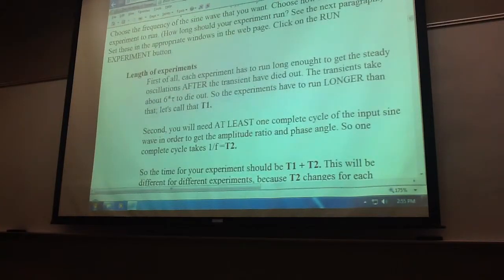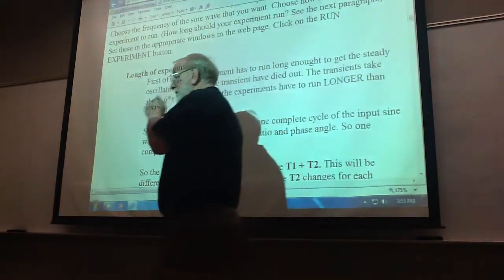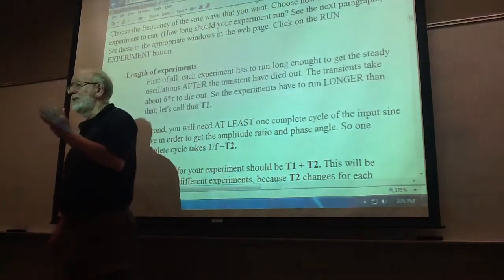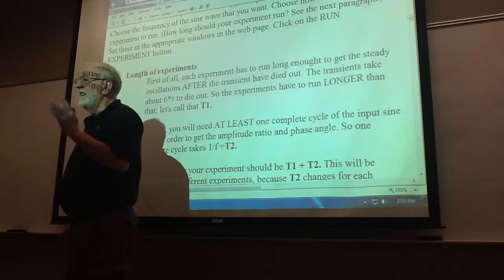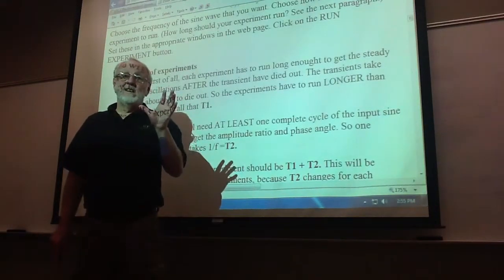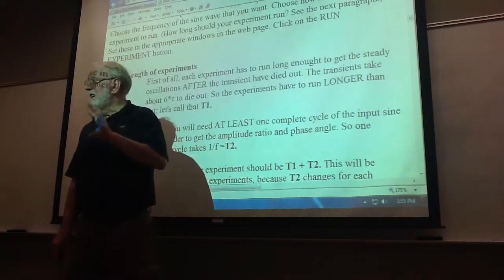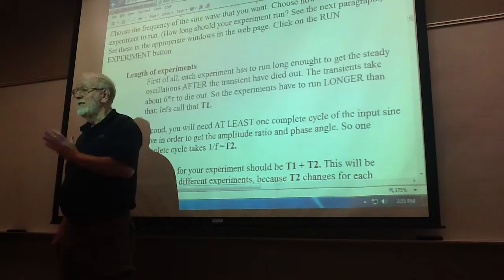And then, how long should the experiment run? It has to run at least one cycle. So if you have a frequency of 1 cycle per second, it has to run 1 second at least. Except for the fact that it has to run long enough for your transient response to die out. So you know how long that is. It's around 6 times whatever your tau is.